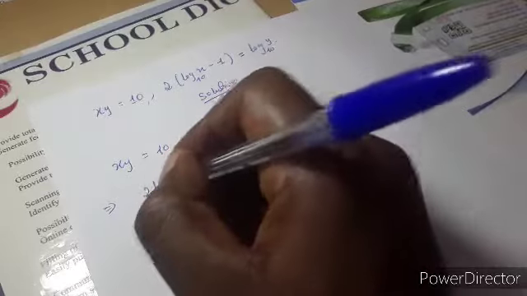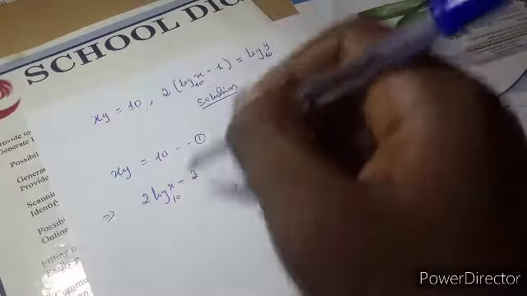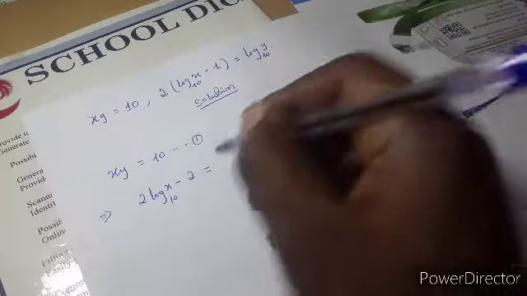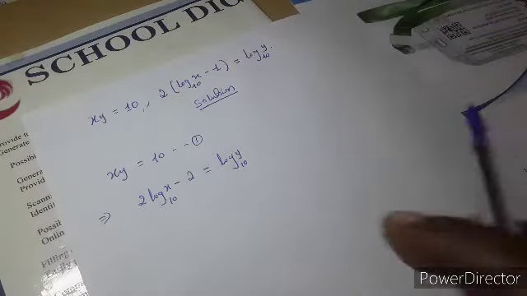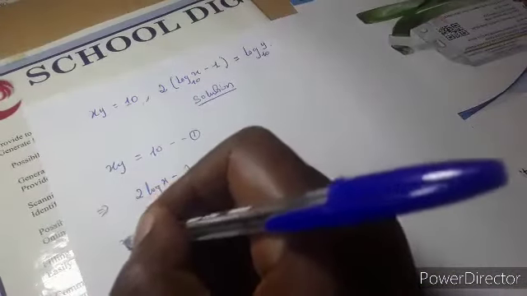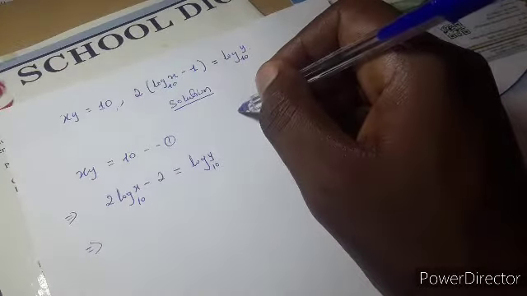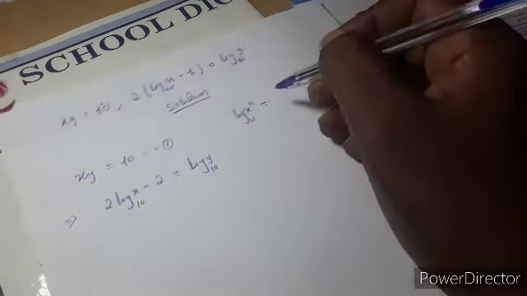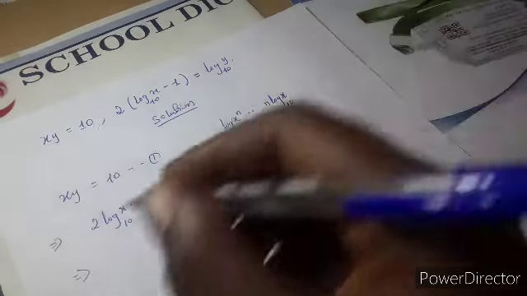We're going to have 2 log x to base 10 minus 2, because 2 times log x to base 10 is 2 log x to base 10. 2 times negative 1 is negative 2, equals log y to base 10. Now after doing that, I can apply some laws here. Following the laws of indices, if you have log x to the n to base 10, it equals n log x to base 10. So I'll apply that law here.